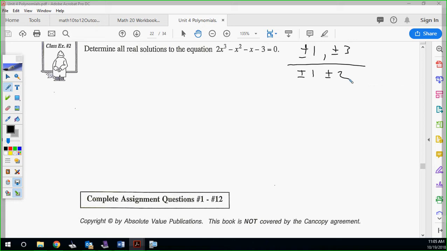So my potential zeros are the following: plus or minus 1, plus or minus 3, plus or minus 1/2, and plus or minus 3/2. That's my only potential zeros. I only have 8. Okay. 1 over 2. Got to do both of them.